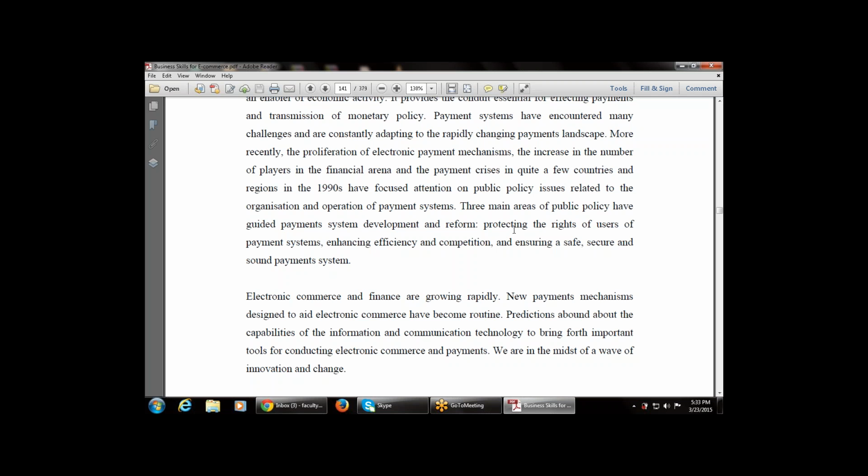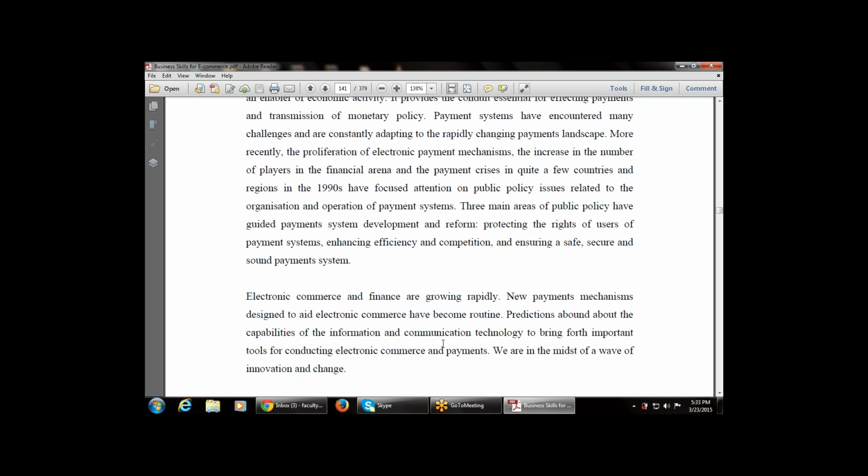If I say e-payment system, that does not mean just any payment system. That payment system must be safe, secure and sound.